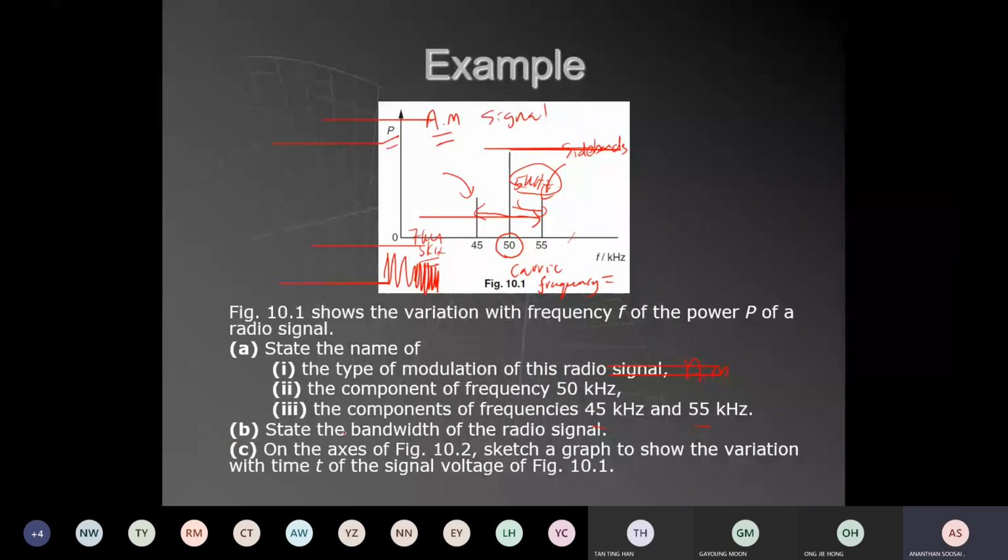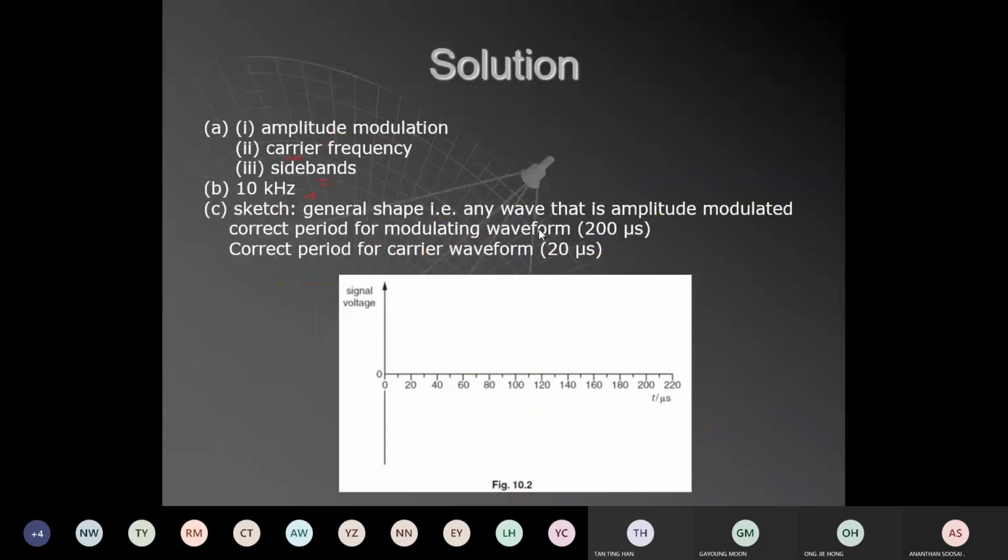Part C on the axis 10.2, sketch the graph to show the variation of the signal voltage with time. See what type of graph they are asking for. The carrier is 50 kilohertz and the maximum frequency carried is 5 kilohertz. So here, sketch the general shape. We need to draw the amplitude modulation.